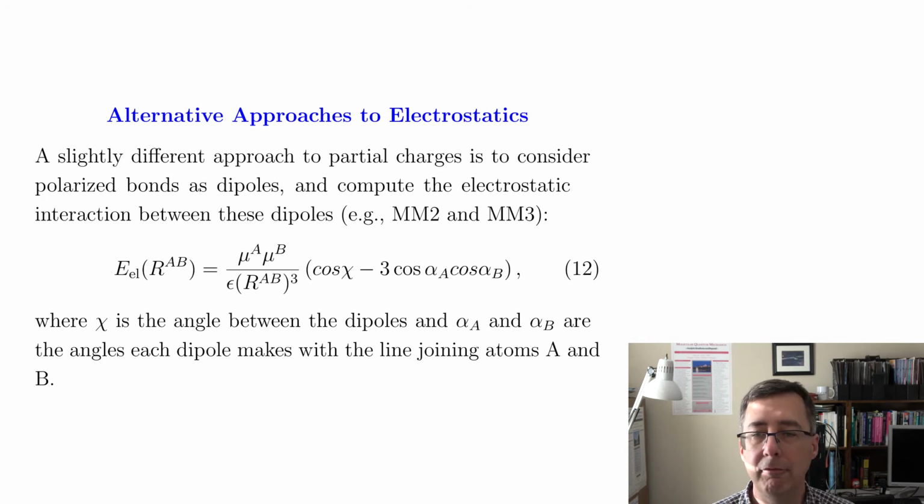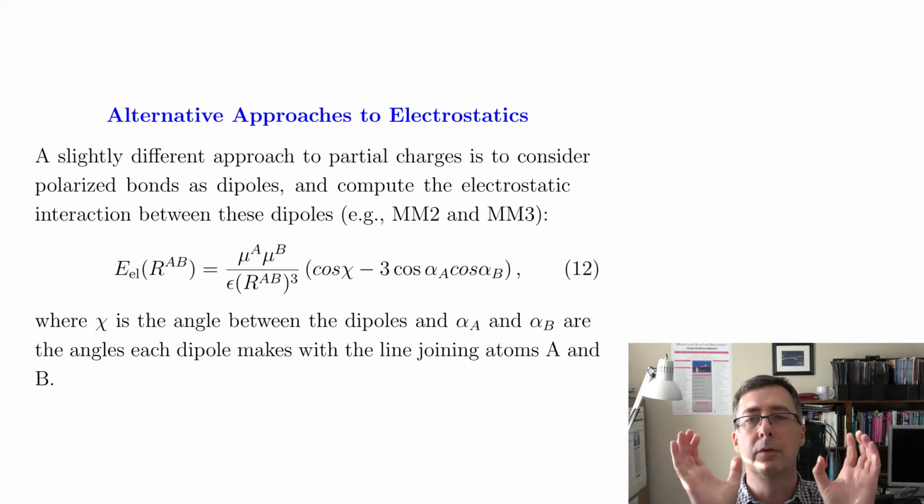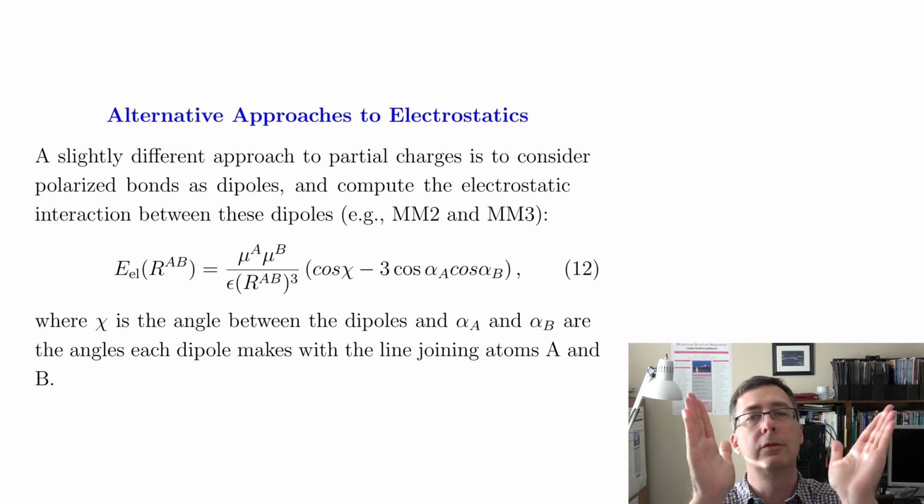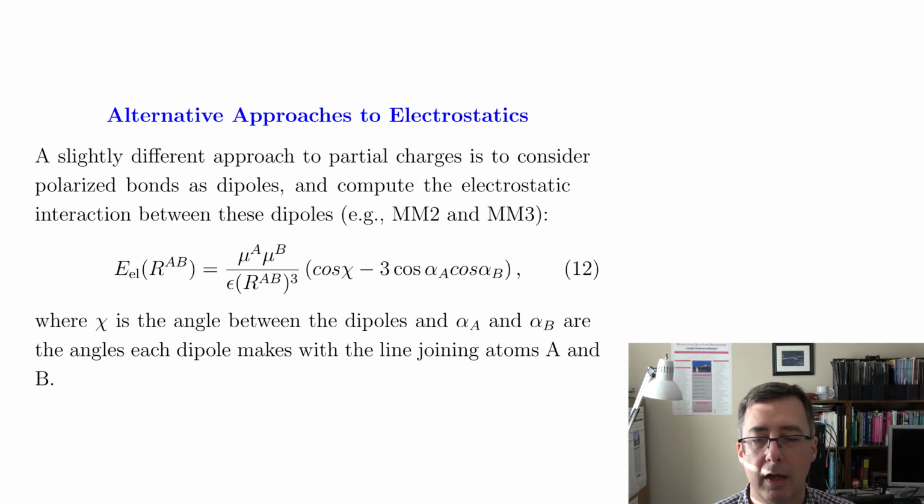You don't have to do it the way I had on the previous slide. That is the most popular way. But I should mention in the MM2 and MM3 programs, for example, instead of Coulomb interactions between atoms, you use Coulomb interactions between dipoles. So if I have a bond dipole between atoms A and B and a bond dipole between atoms C and D, then those bond dipoles interact with each other, and you just work out the electrostatics of dipole-dipole interactions.